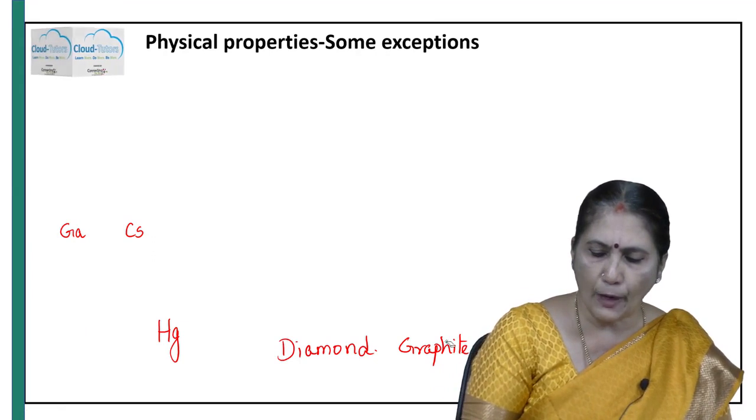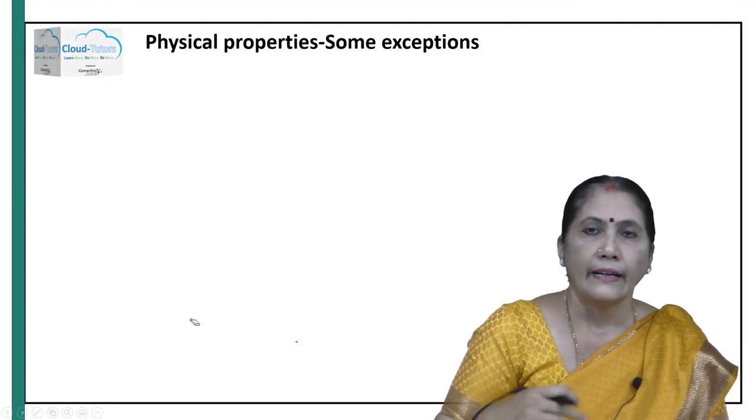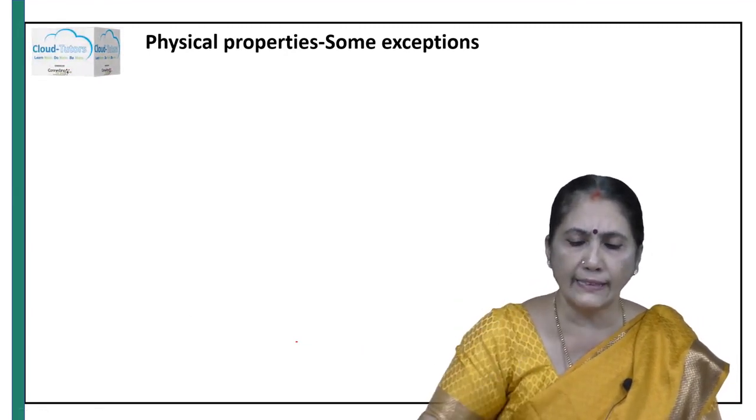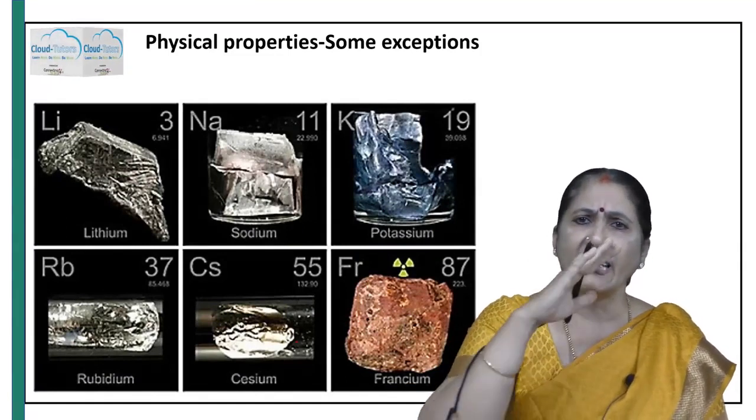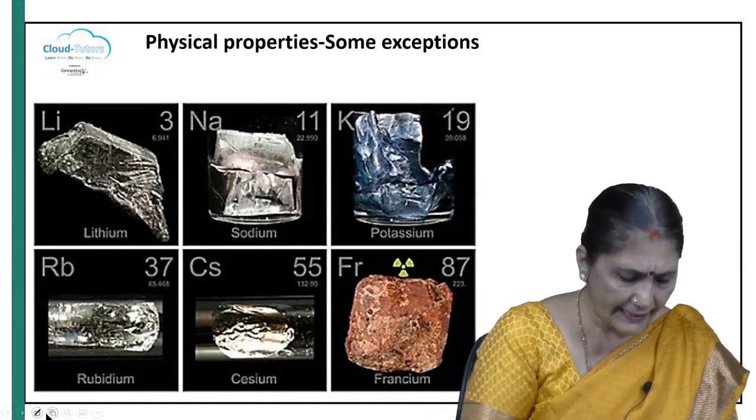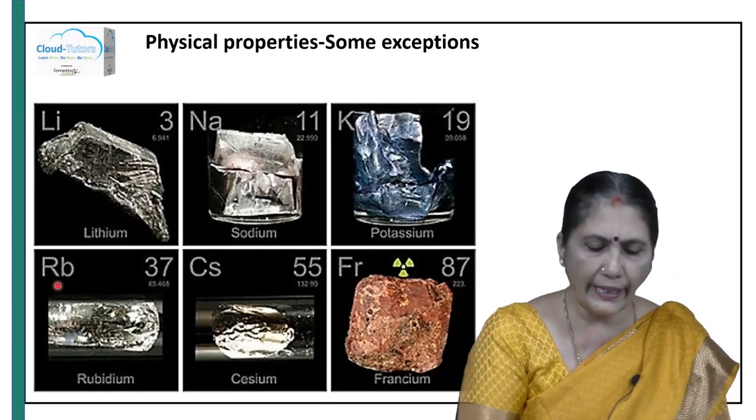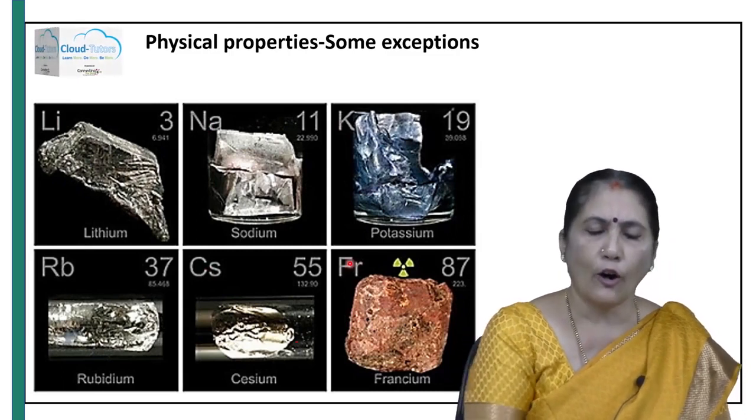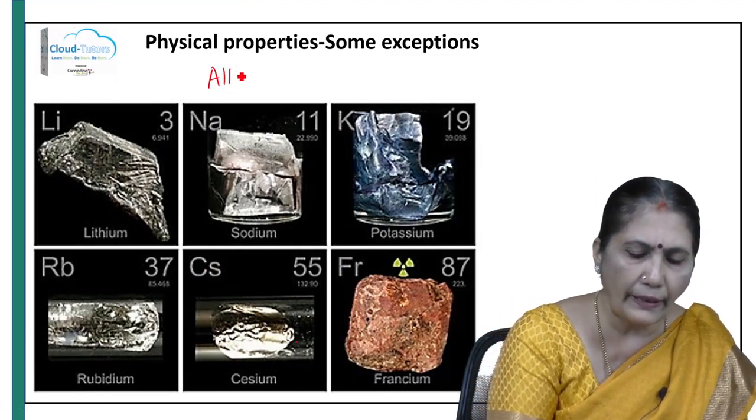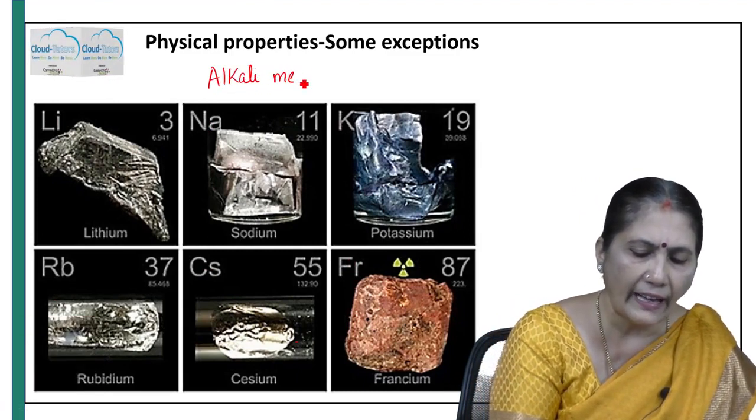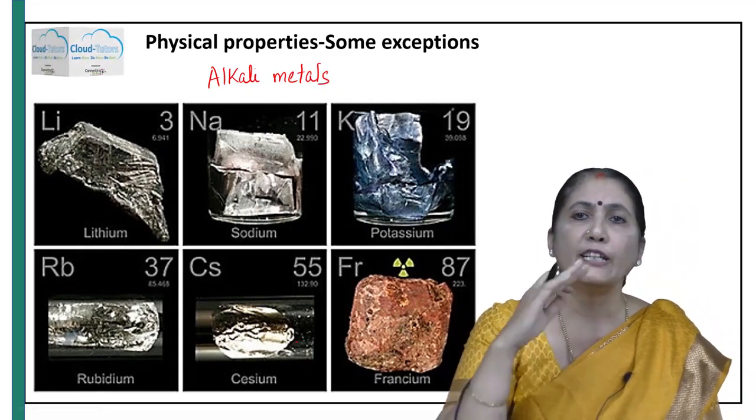Now, coming to the physical properties, in general, of all the metals we have seen that metals are generally hard. But if I take the example of the alkali metals like lithium, sodium, potassium, rubidium, cesium, francium, all of these are called alkali metals, and they can be cut easily with a knife just because they have the physical property of being soft.